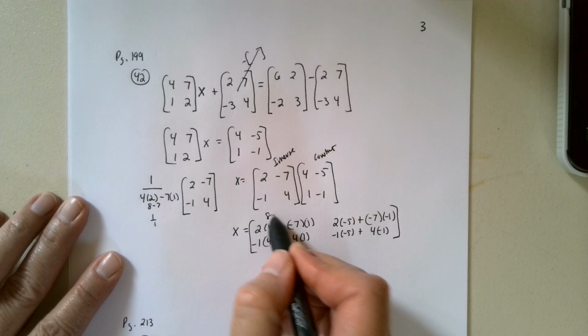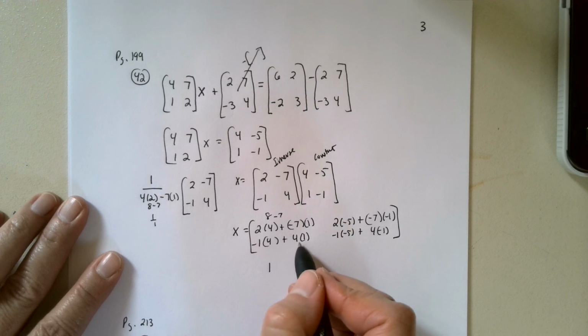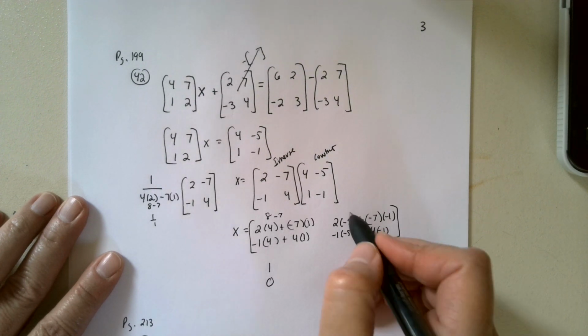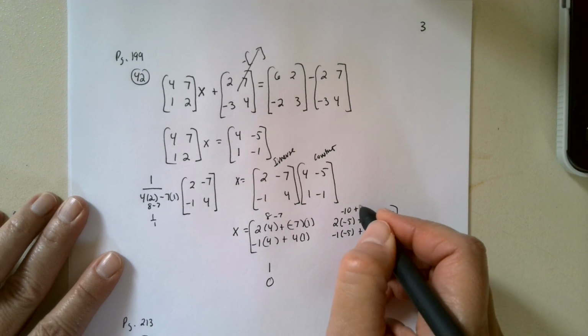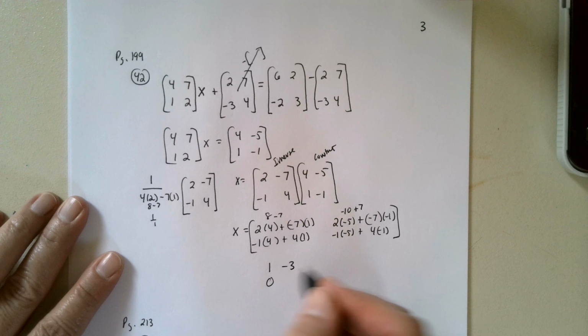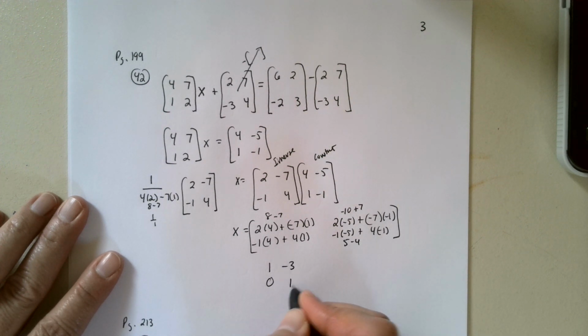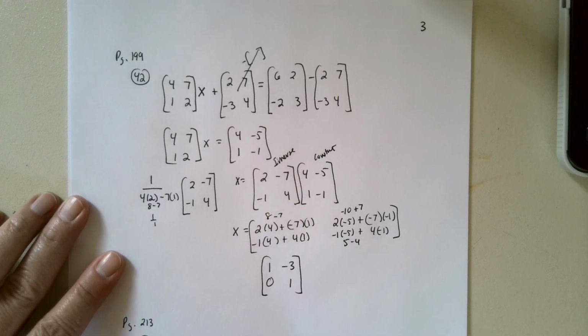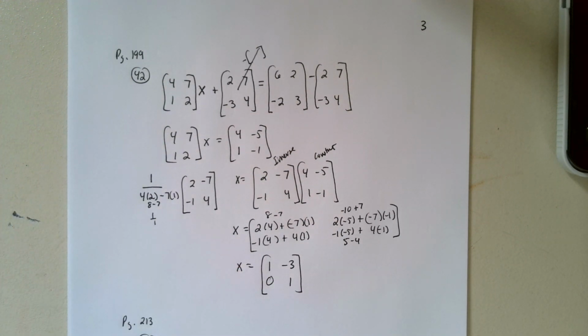So here I'm going to have 8 minus 7 is 1. Negative 4 plus 4 is 0. On this side, I'm going to have negative 10 plus 7. So that's a negative 3. And here I'm going to have 5 minus 4, which is 1. And so the answer for x is 1, negative 3, 0, 1.